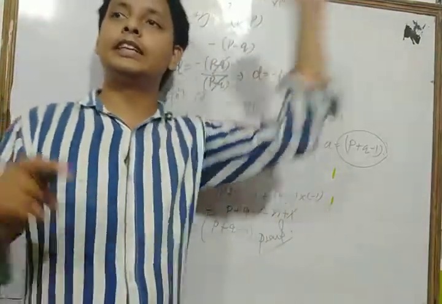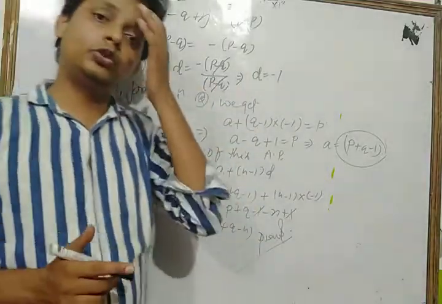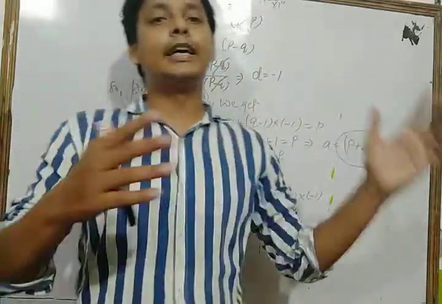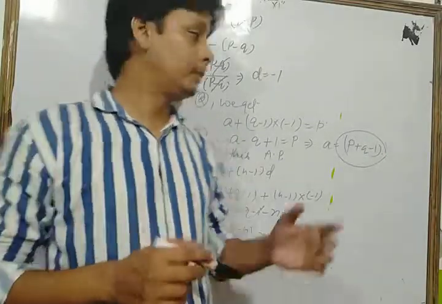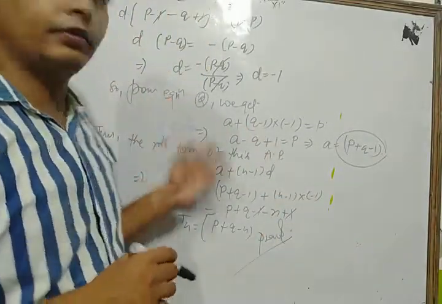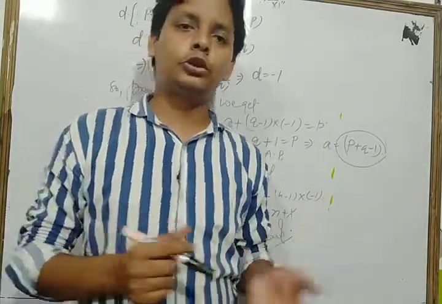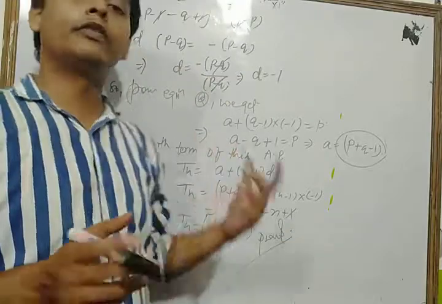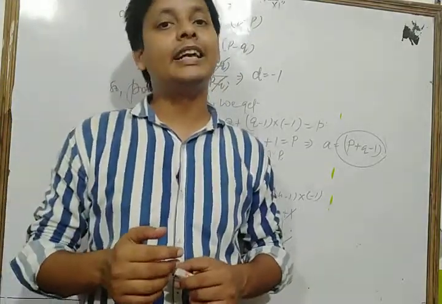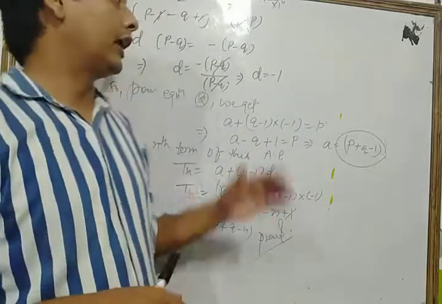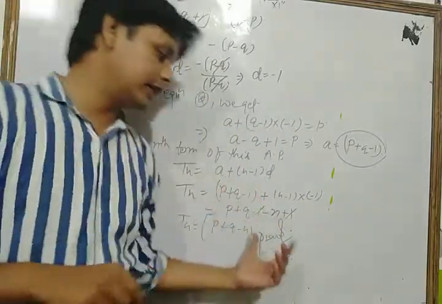So dear students, in this way we solve this type of question. In this type of question, first, according to the statement, we make two equations. Then after solving those equations, we find the values of a and d. Now after that, according to the question, we put the values of a and d. So in this way we get our result.